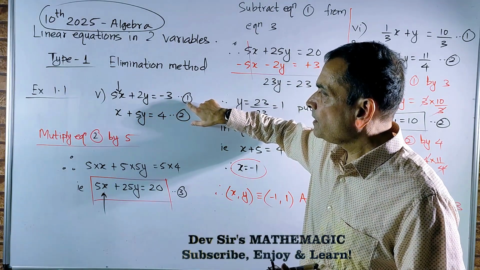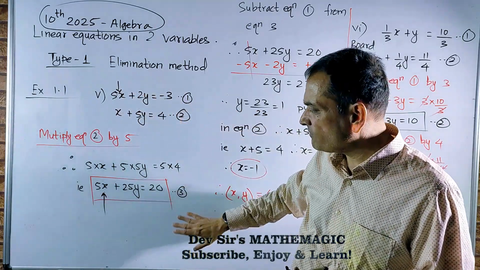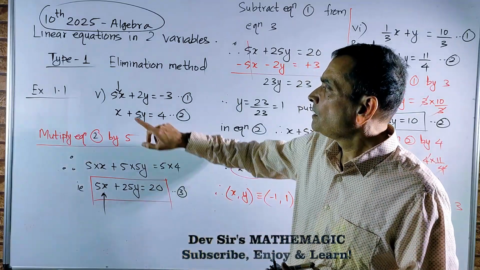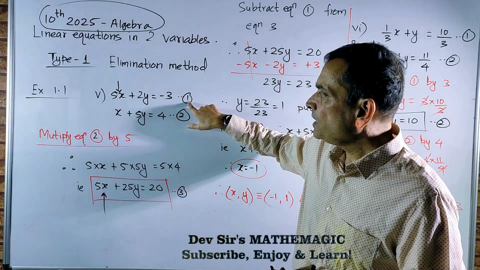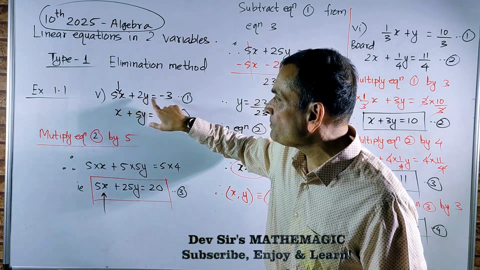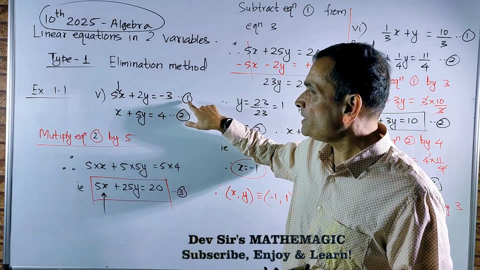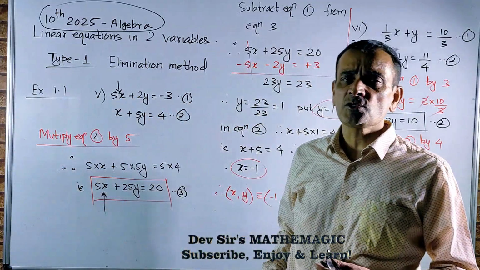Right? Because it has smaller numbers. ऐसा कुछ नहीं, equation 3 के भी sign बदल सकते हैं. I will select equation 1 and change the sign of each term, means minus 5x minus 2y plus 3. Now when I am changing the signs of equation 1, it means I am subtracting equation 1.